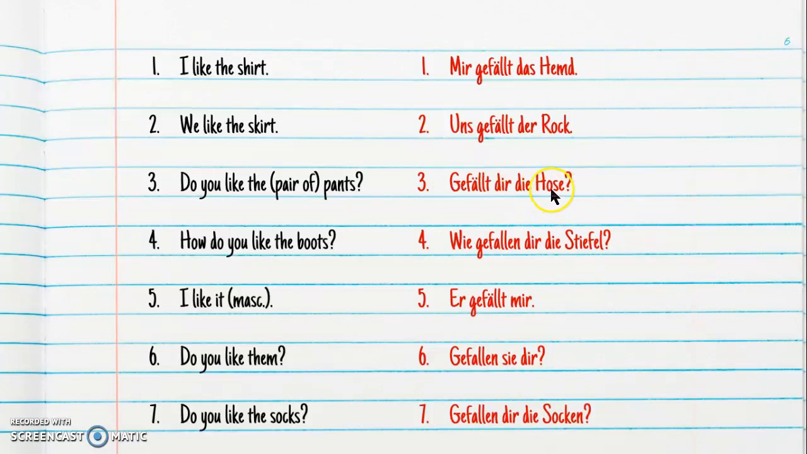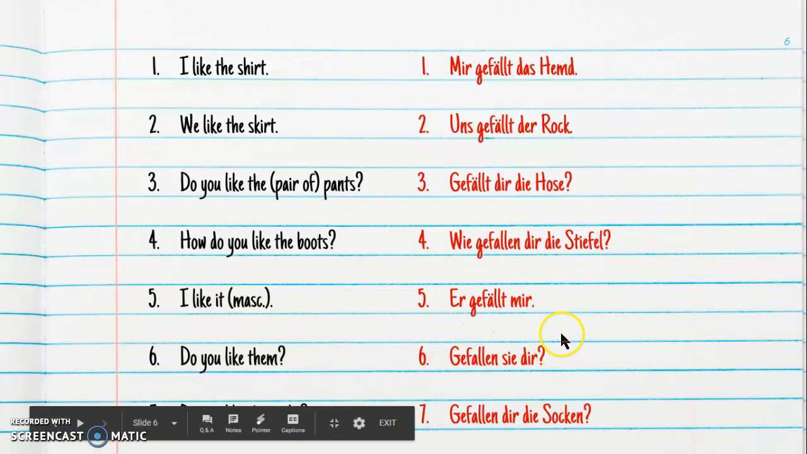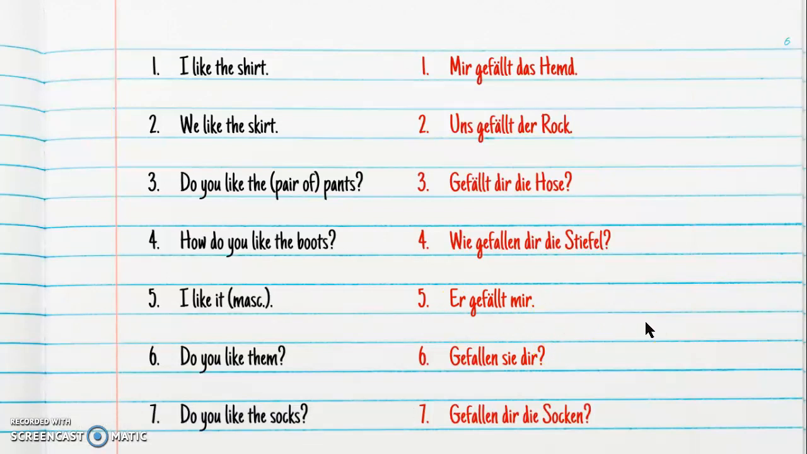This time we have a noun, and remember that pronouns always precede a noun, so we've got to put our pronoun first, even though it's not the subject. Right, so it's not the subject going next to the verb this time. Number 4, wie gefallen dir die Stiefel? So how do the boots appeal to you? Or how do you like the boots? Number 5, using it, the masculine form. I like it, or it is appealing to me. Gefällt mir. Number 6, gefallen sie dir?